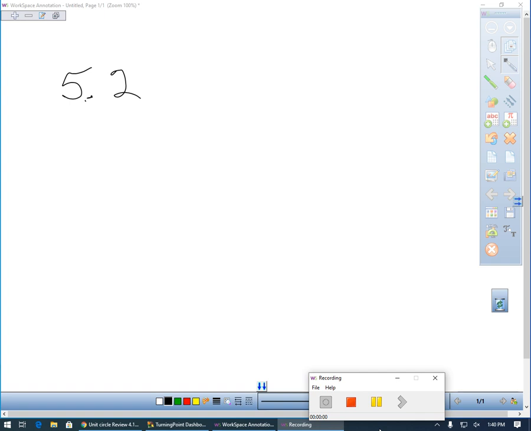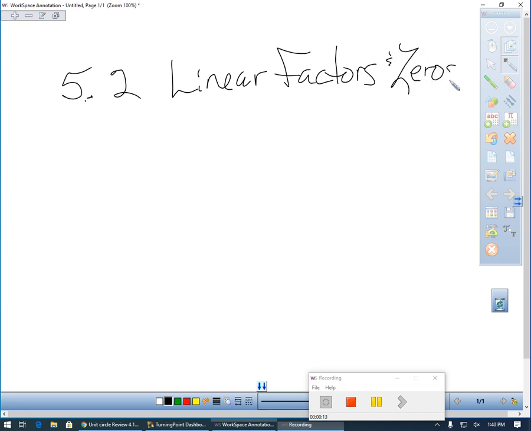In section 5.2, we are talking about polynomials still, but today we're going to talk about their linear factors and their zeros. Zeros just means they're solutions, right? Okay.